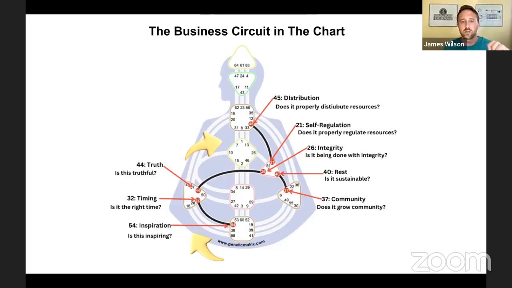Okay, and then back up to gate 21, the gate of self-regulation. The traditional name for it is the treasurer, so it has that energy of treasury. Does it properly regulate resources, the revenue that you're bringing in? There's a kind of cliche term for that, but nobody likes controlling resources; the reason there's a treasurer in a business is because everyone likes a full bank account. So with revenue coming in, proper self-regulation of resources, then up to gate 45, which is all about the manifestation of: does it properly distribute the resources? Do you have payroll or subscriptions to pay each month, to properly distribute those resources to continue to fund your business in the long term?